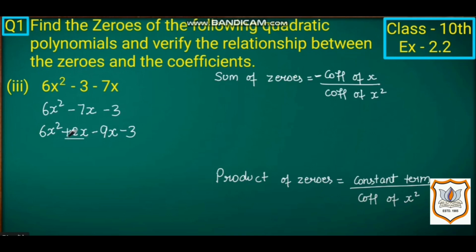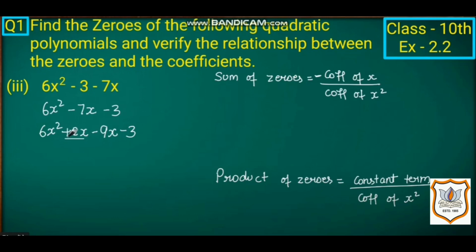First we multiply 6 into 3, and we get 18. In the middle term I have minus 7, so I have to select numbers such that by multiplying we get 18, and by addition or subtraction we get minus 7. So I decided to take 2 and 9. 2 into 9 equals 18, and 2 minus 9 gives minus 7. In this way I have selected these two numbers.